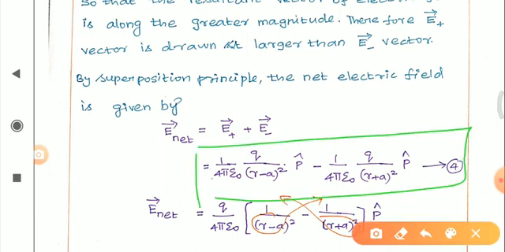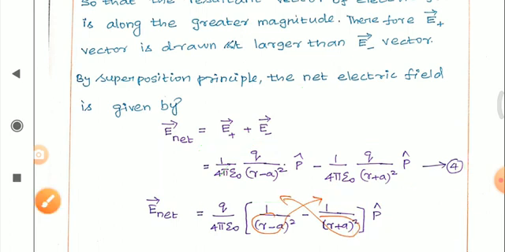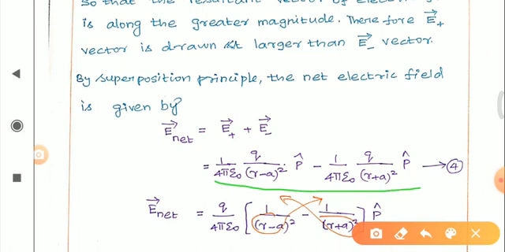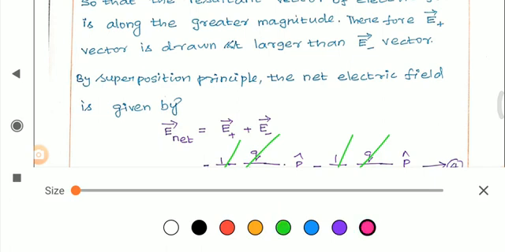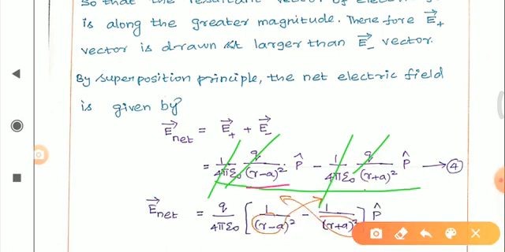E plus is equal to what? 1 by 4 pi epsilon naught, Q divided by (r minus a) whole square, into p cap. For E minus, we write 1 by 4 pi epsilon naught, Q divided by (r plus a) whole square, into p cap. Now by comparing these two relations, what is common? 1 by 4 pi epsilon naught can be taken out. Q is common, so it can be taken out. What remains is (r minus a) whole square and (r plus a) whole square. p cap is also common, so the common terms are brought out of the bracket.